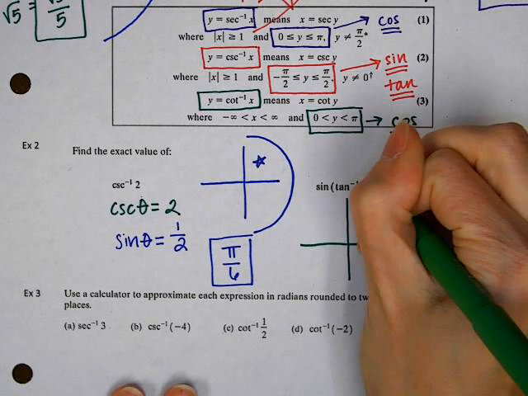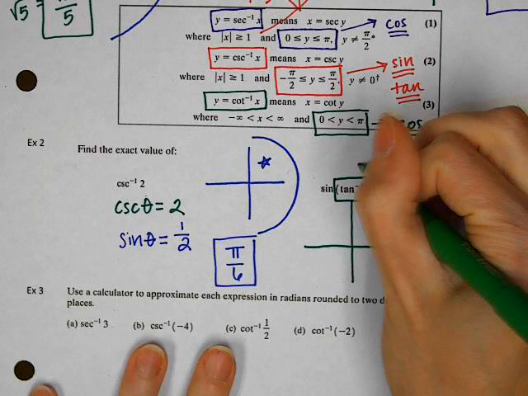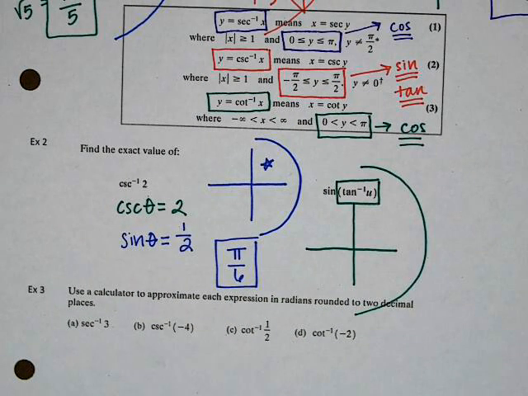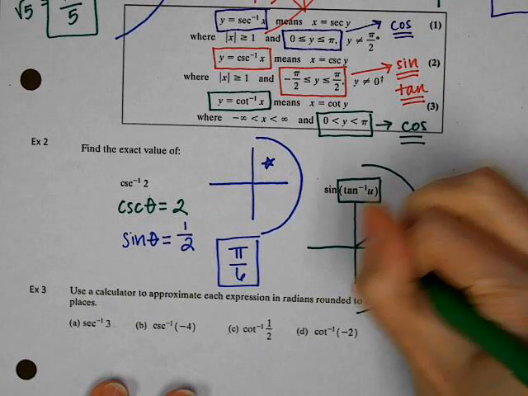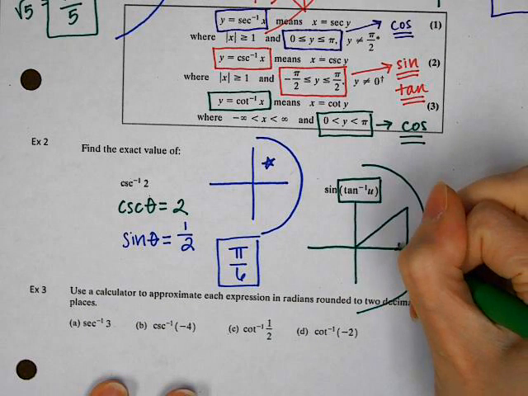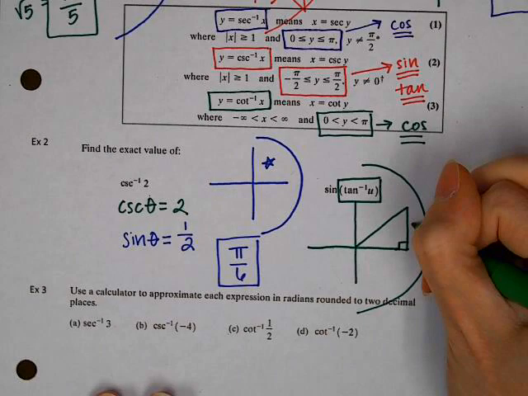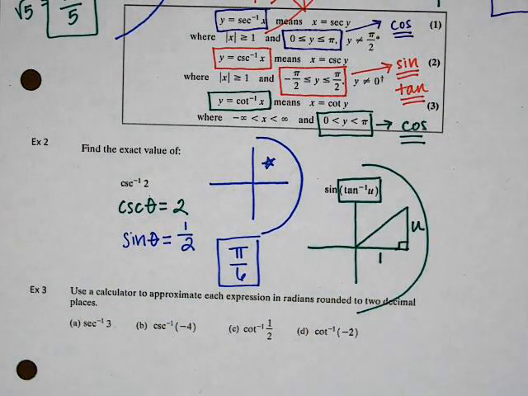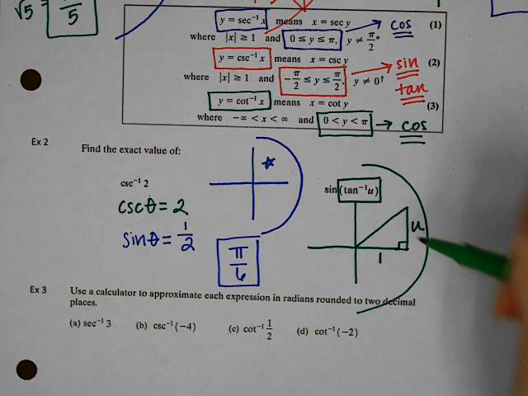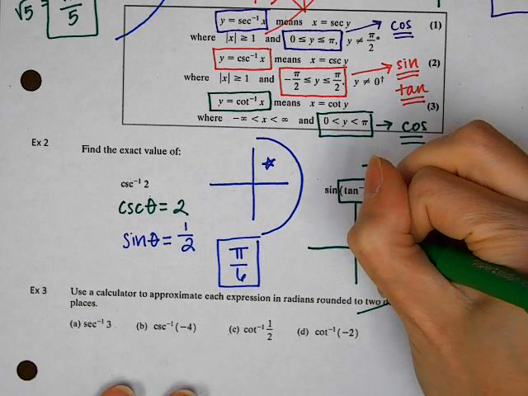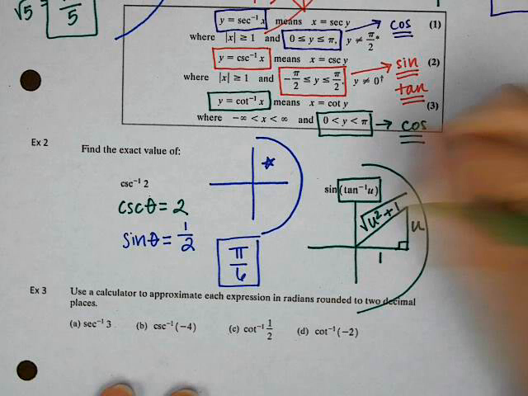Okay, now tan's inverse restriction, if you remember from 7.1, is from negative pi over 2 to pi over 2. So since u is positive, we're going to make our triangle in quadrant 1. All right, so we know tan is TOA, so opposite is u, adjacent must be 1. And then by Pythagorean theorem, a squared plus b squared equals c squared, the hypotenuse is going to be the square root of u squared plus 1.